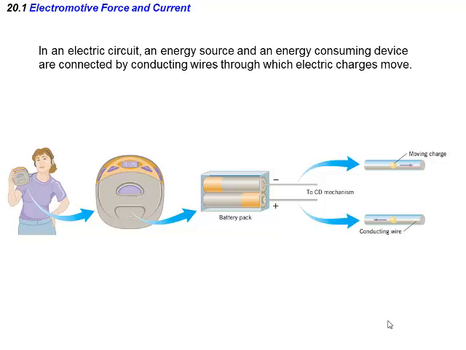The point of this video is that stuff runs on batteries. That's actually a CD player. A battery creates an electric field which forces charges to move, which powers electrical devices.